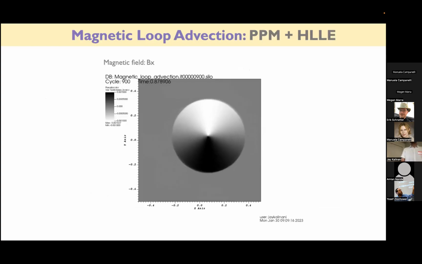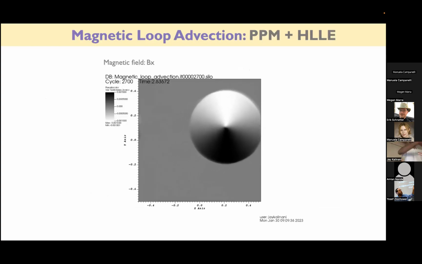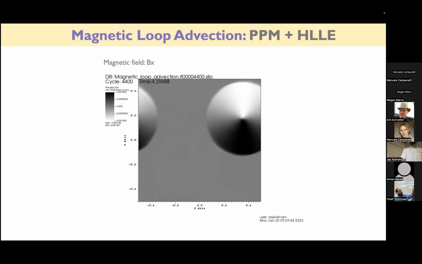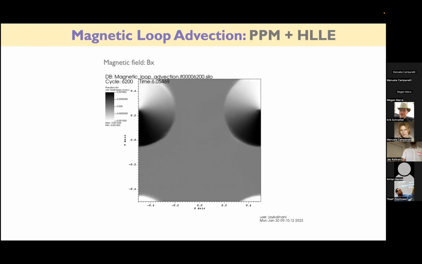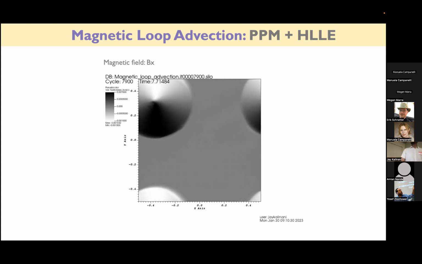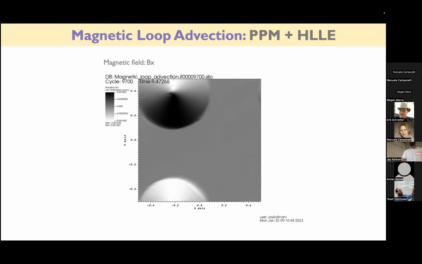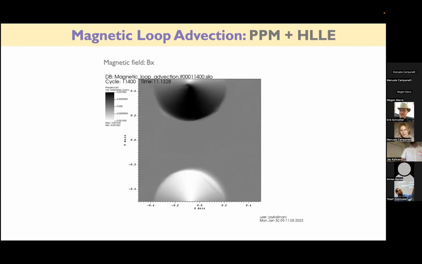And the next one is a loop advection. So you have this magnetic field loop moving across, and we have periodic boundary conditions here. So we see that with CarpetX, we have such features, essentially periodic boundary conditions that we can impose.